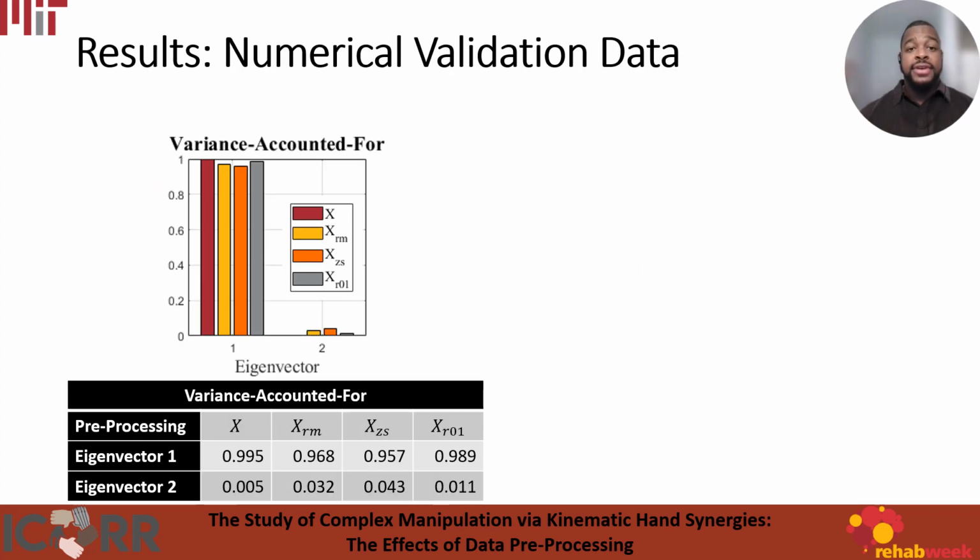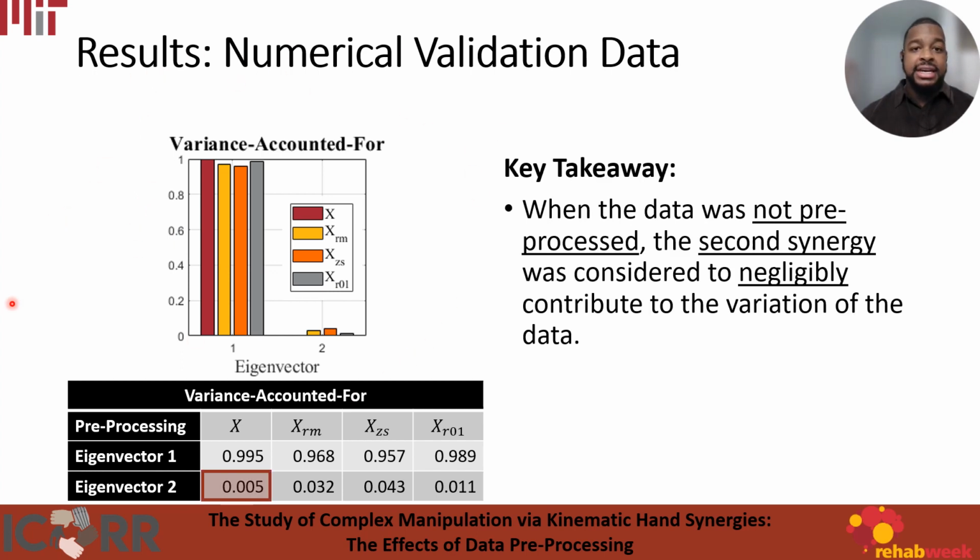Looking at our numerical validation data, what is shown here is the variance accounted for by each eigenvector or synergy. And our immediate takeaway is that when the data is not preprocessed, shown in the red here, the second synergy was considered to negligibly contribute to the variation of the data. This also occurred to a certain extent with the range 0-1 data.